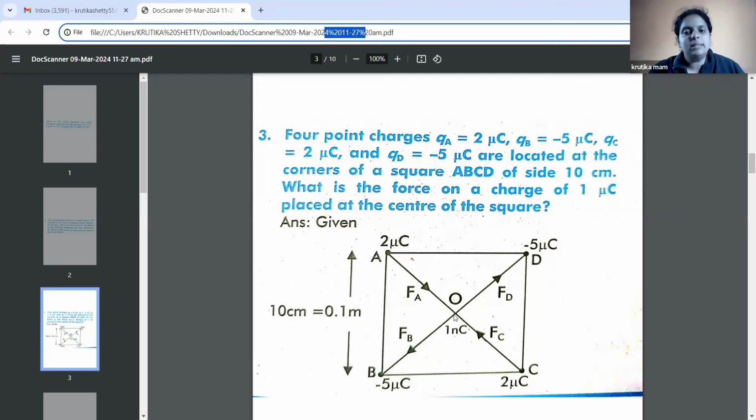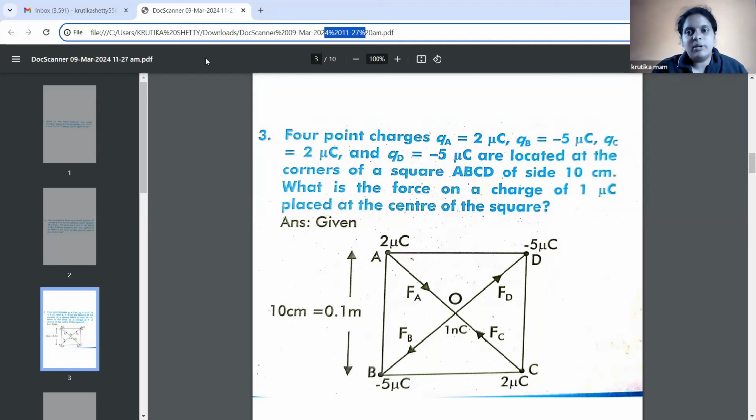sphere? So at the center there is 1 microcoulomb. It is 1 microcoulomb or 1 nanocoulomb, because in the figure they are giving it as 1 nanocoulomb, but here they are showing nanocoulomb. It is microcoulomb only. Okay, so this is microcoulomb in the figure, placed at the center.